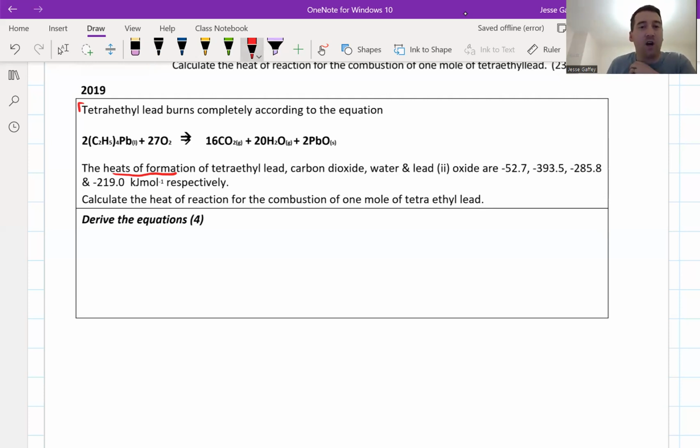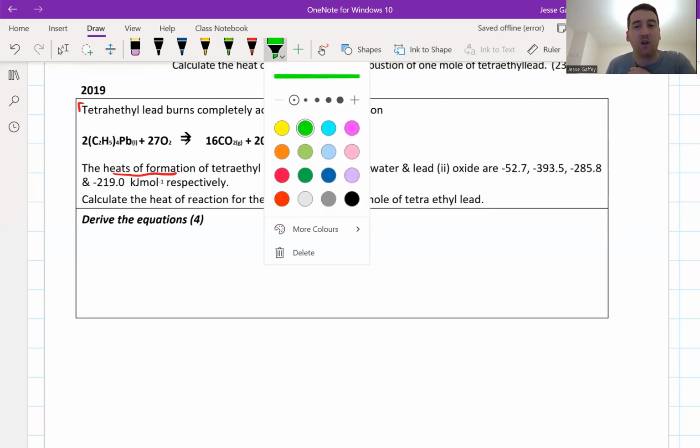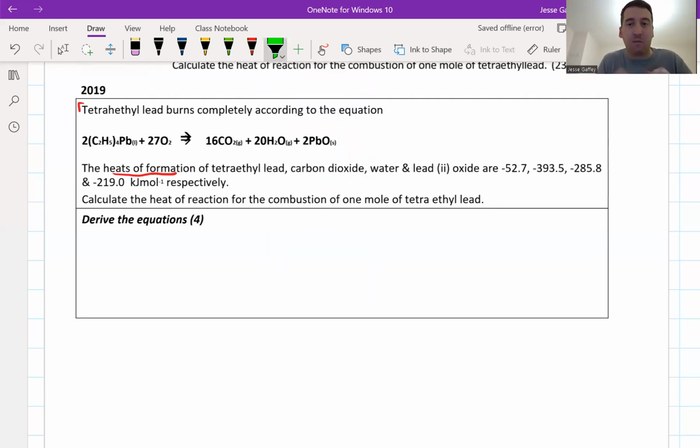So I'm going to get you to use a highlighter now, and I'm just going to do the first one for you guys today, and then I'm going to get you guys in your exam papers, hopefully you have them in front of you, to highlight the rest. Okay, so the first name I'm coming across here is tetraethyl lead. That would be this one here, right, guys?